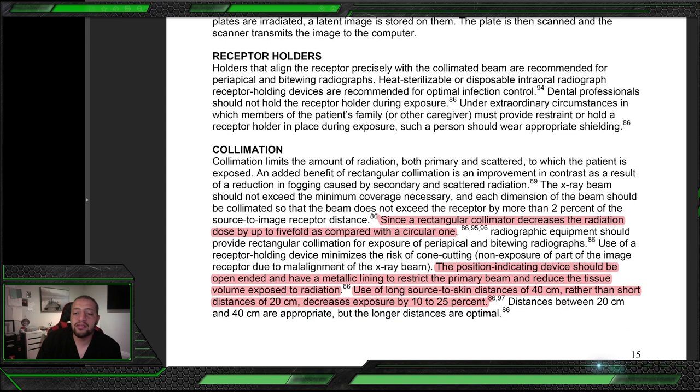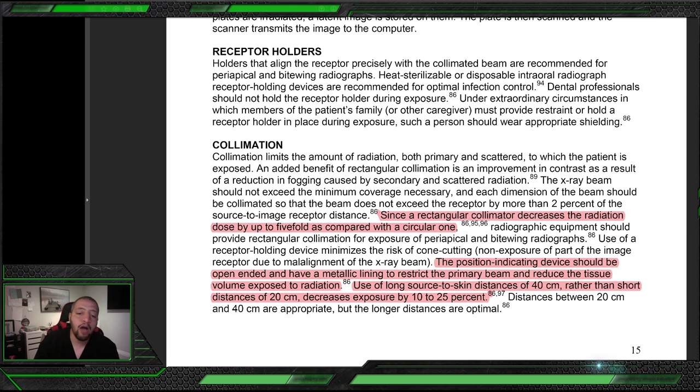And then there is something called PID, position indicating device, which should be open-ended and have a metallic lining to restrict the primary beam and reduce the tissue volume exposure to radiation. Use a long source to skin distance of 40 centimeters rather than a short distance of 20 centimeters, which decreases exposure by 10 to 25%. If I were you, I would not remember these numbers. It's useless to remember the numbers. They never ask about the numbers, but you should know.